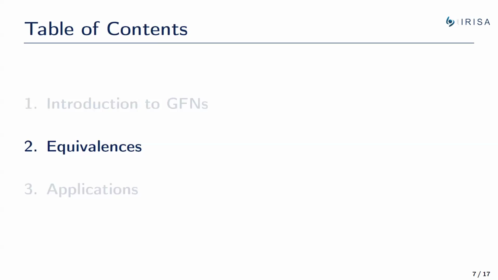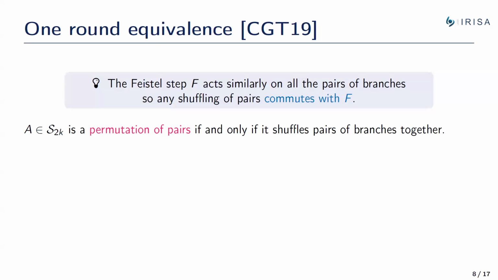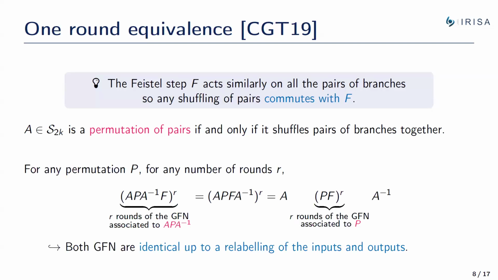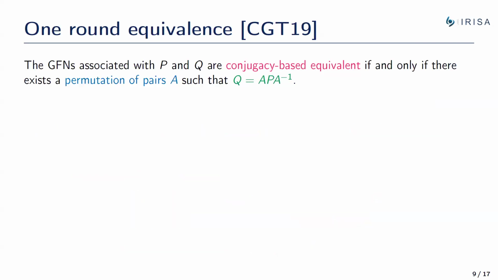So let's now dive into the subject of the article, that is equivalences between permutations. There was a previous work in 2019 by Cauchois, Gomez, and Thomas. The idea is to notice that the Feistel step acts similarly on all the pairs of branches, so any shuffling of pairs commutes with this step. They introduced the notion of permutations of pairs, that is permutations that shuffle pairs of branches together. If you look at the R rounds of the GFN associated to P, it is equal to the R rounds of the GFN associated to any conjugate of P via a permutation of pairs, up to a relabeling of the inputs and the outputs. That's why they say that any permutation is equivalent to all its conjugates via a permutation of pairs.